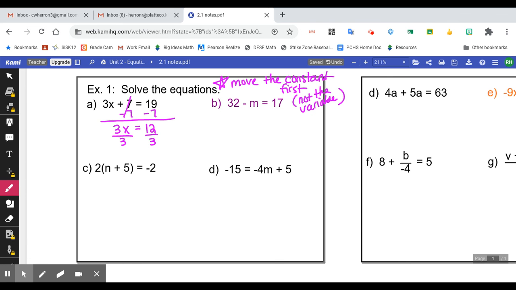Last step, divide both sides by 3, and x equals 4. Okay, again, plug it in, and you get 3 times 4 plus 7 to check your answer.